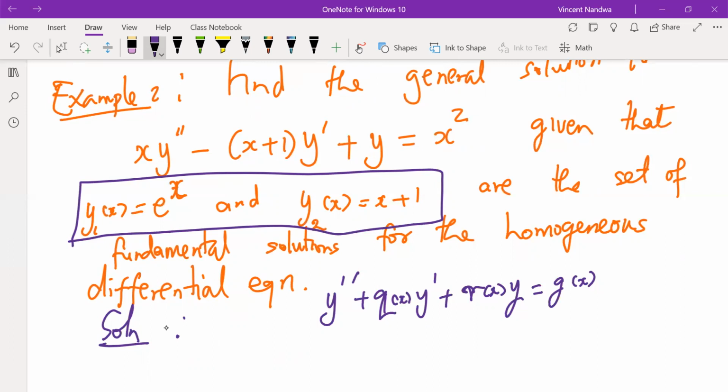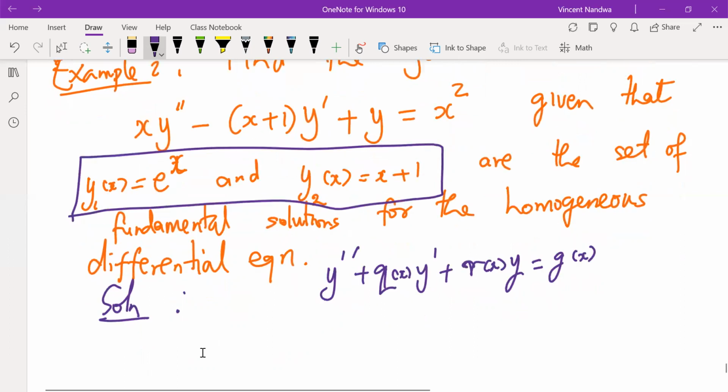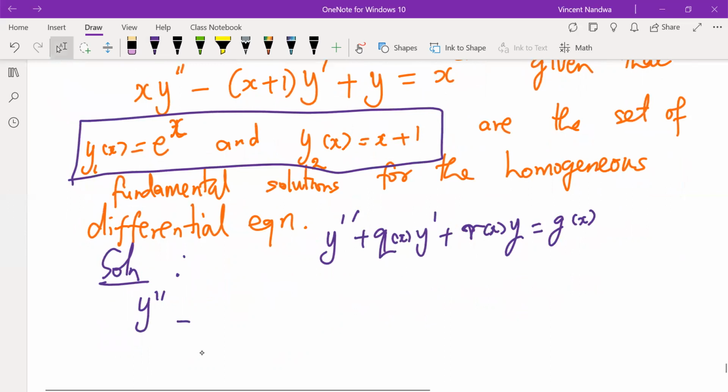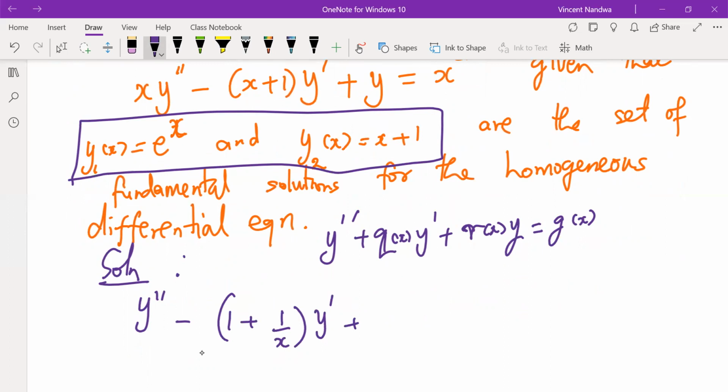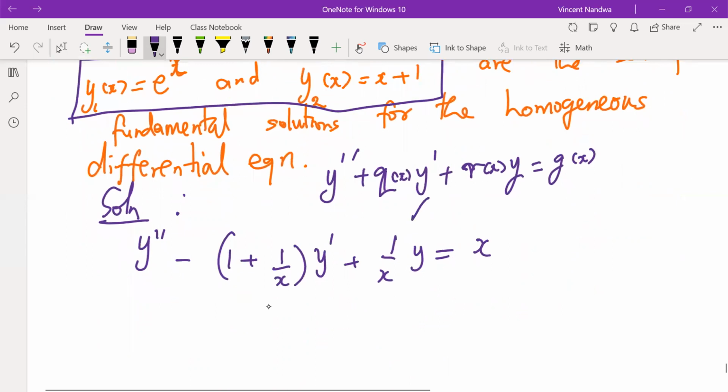In this equation, we divide everything by x. So we'll have y double prime minus 1 plus 1 over x, y prime plus 1 over x, y equals to, so remember this is x squared, dividing by x, we get x. So this now is in the required form. So, which means that our g of x in this case will now be x.